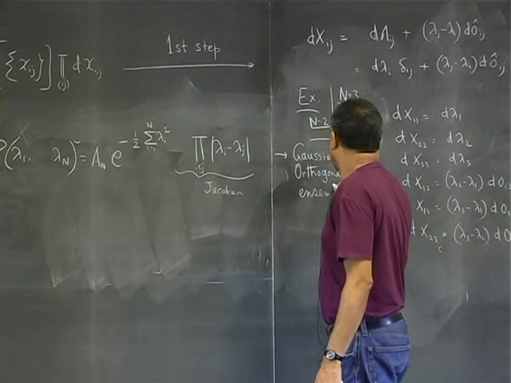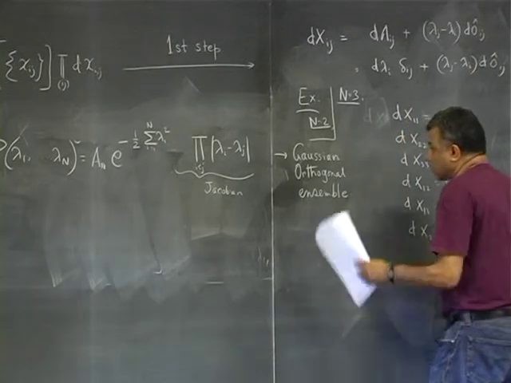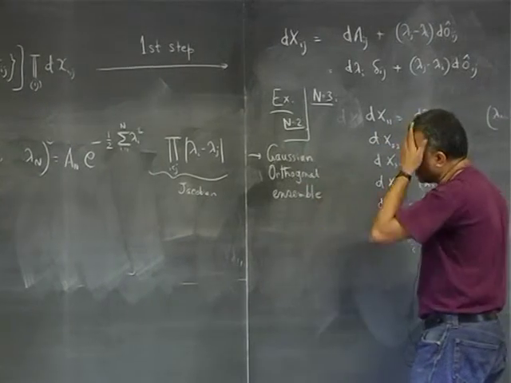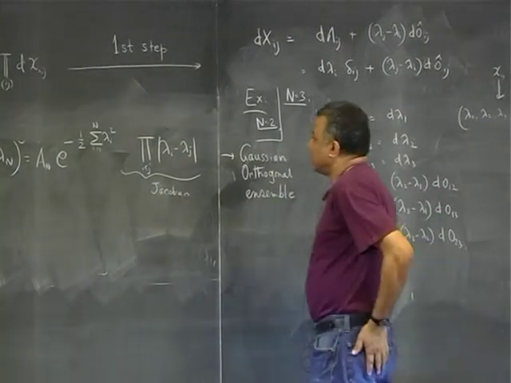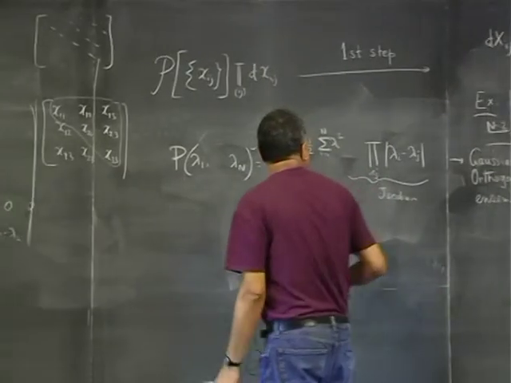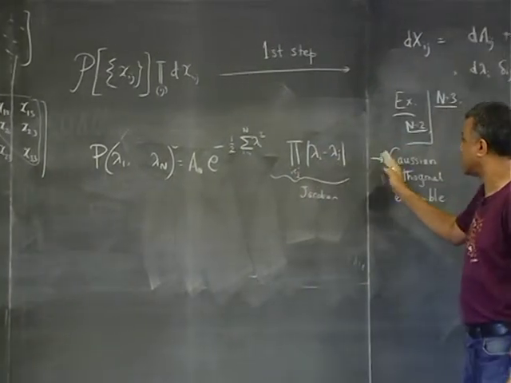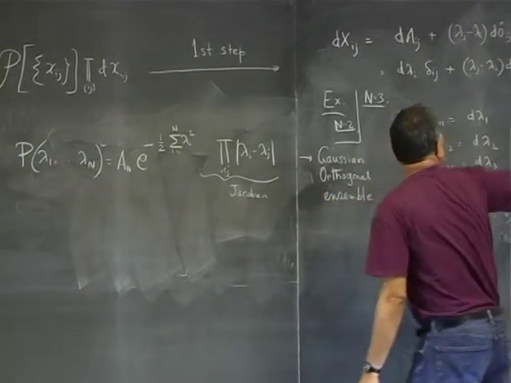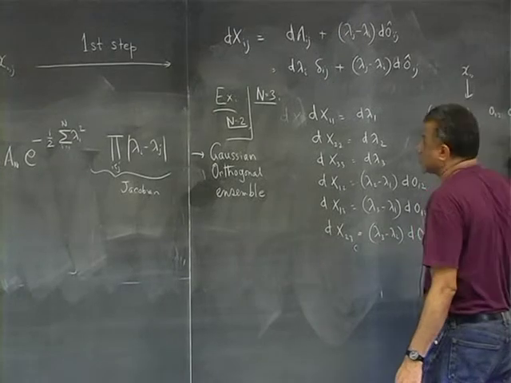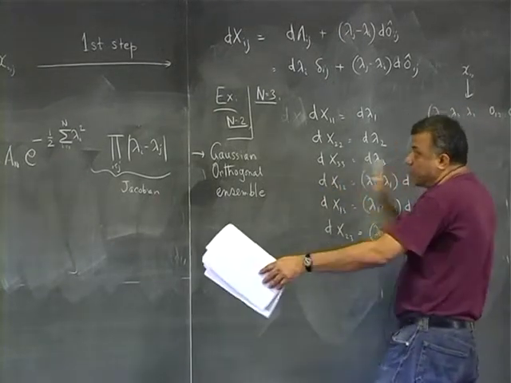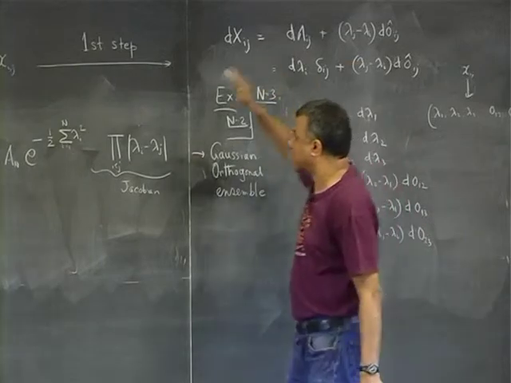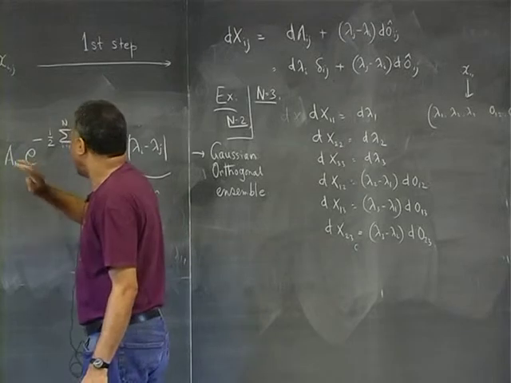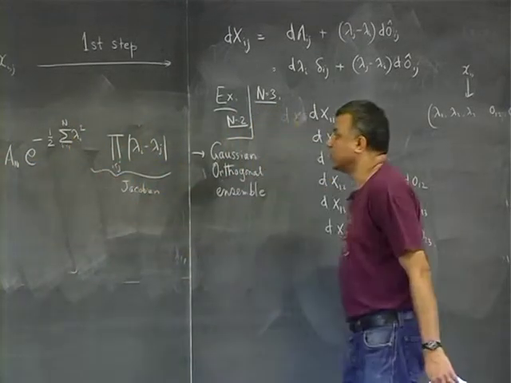Orthogonal ensemble means, because it's a real symmetric matrix, these correspond to real symmetric matrices, and they are invariant under an orthogonal rotation. Okay? And of course, as I mentioned many times, it does not depend explicitly on these elements O12, O13, O23, etc. So that means the eigenvectors are decoupled from the eigenvalues. So you can integrate over the eigenvectors. You don't care about eigenvectors, and just look at only the eigenvalue distribution. And so this is the eigenvalue distribution.